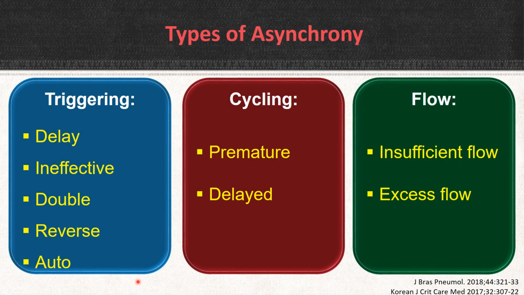So, these are the types of asynchrony: trigger asynchrony, cycle asynchrony and flow asynchrony. As we discussed trigger asynchrony earlier, today we shall discuss only premature cycling, delayed cycling, that is asynchrony in cycling, and flow asynchrony, that is insufficient flow or excess flow.